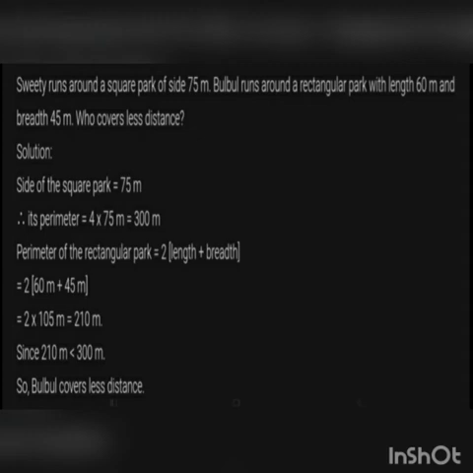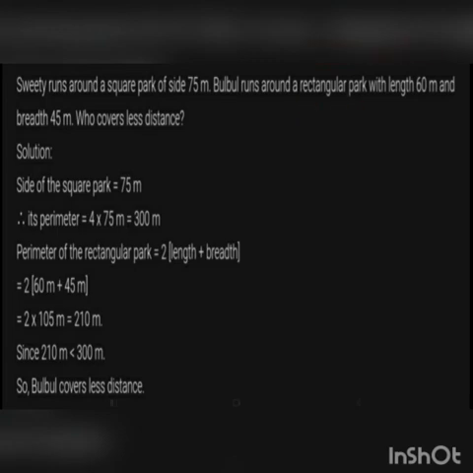So for that we have to find the boundary perimeter of each park they are running. Sweetie is running around a square park and its side is given as 75 meter. So the distance Sweetie runs can be calculated by finding the perimeter of this square park, isn't it? The side of the square park is 75 meter, so its perimeter will be 4 into side, that is 4 into 75, 300 meter. So Sweetie runs 300 meters.